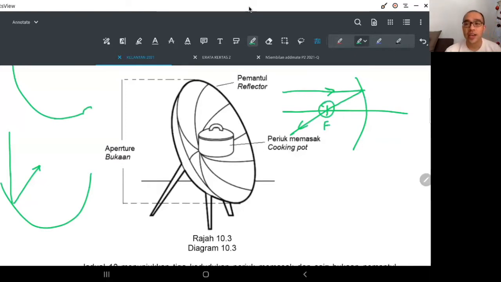Okay, so it must always reflect towards the focal point. That's a very important thing about mirror. Curved mirror lah. It must always reflect towards the focal point. So by that definition, if I put this one in the sun, the point of putting the solar cooker in the sun is to cook the food using sunlight, using the heat from the sun.